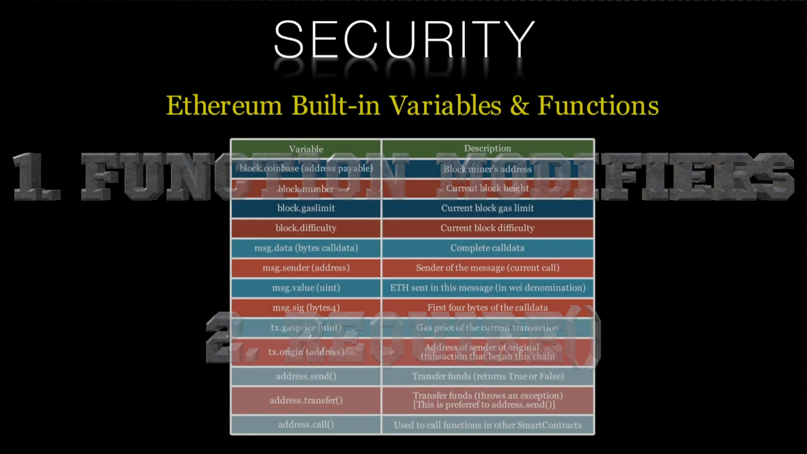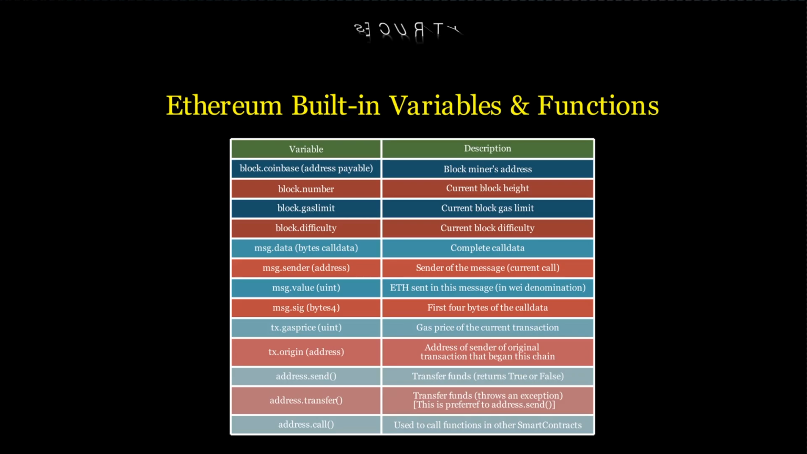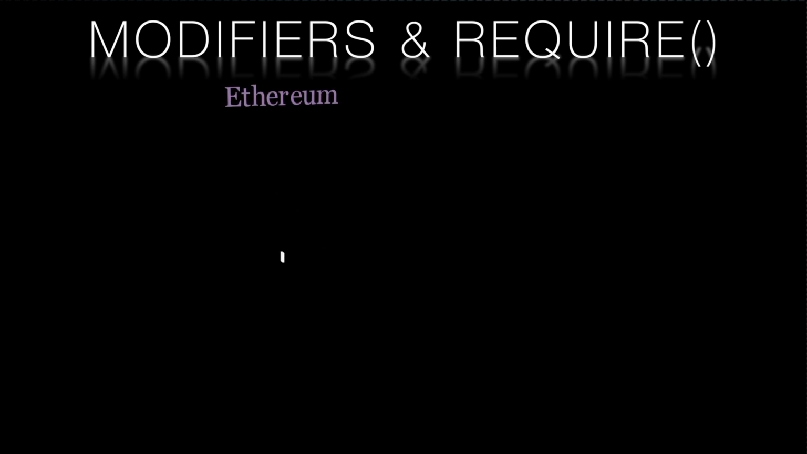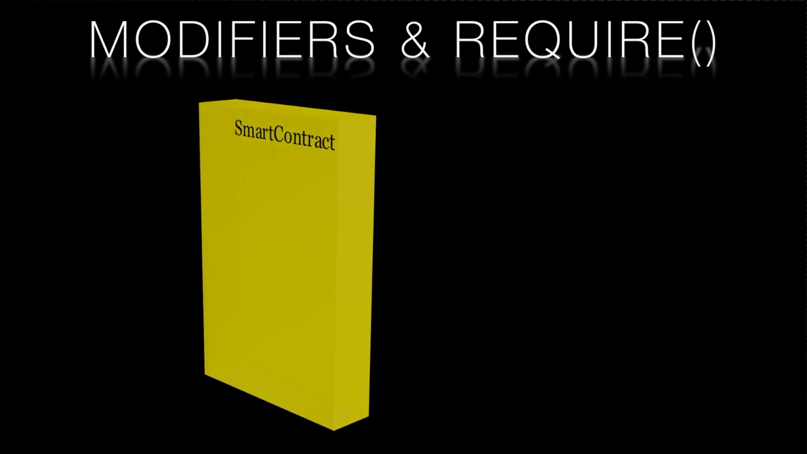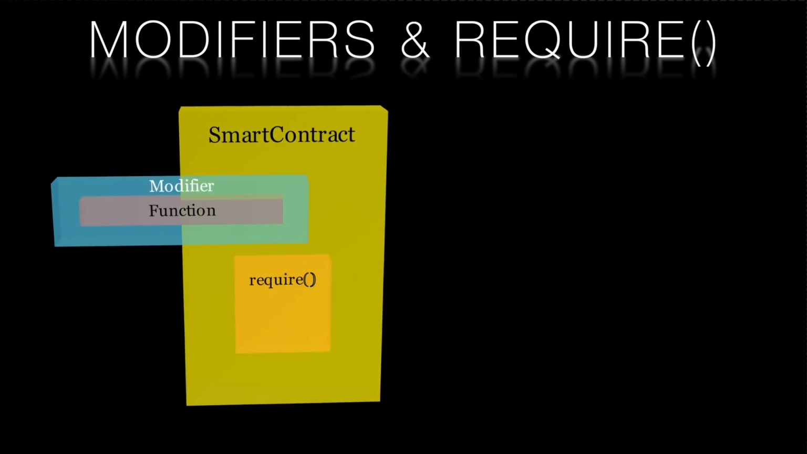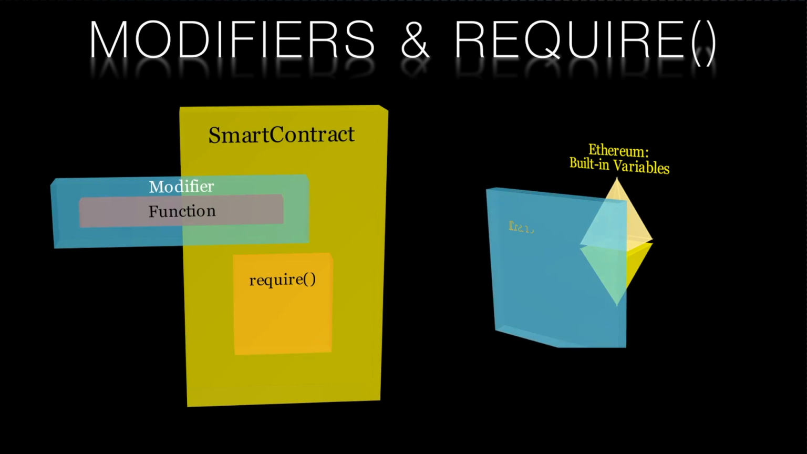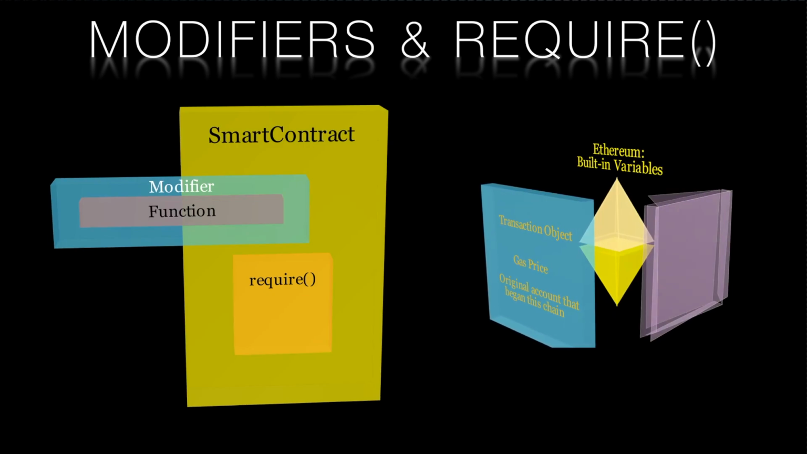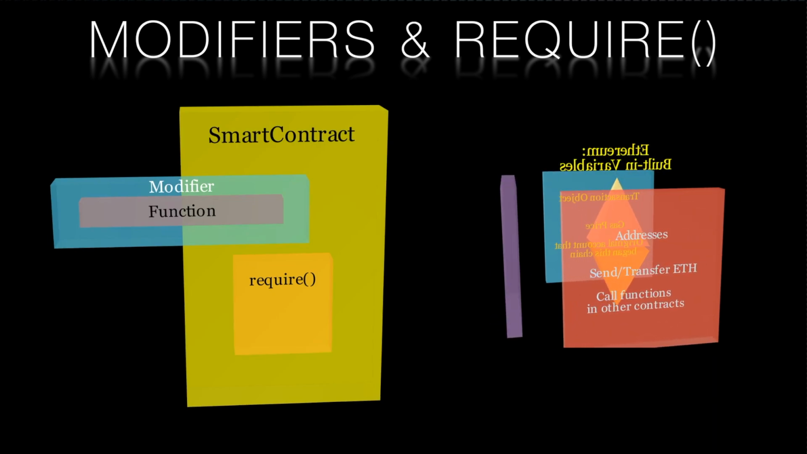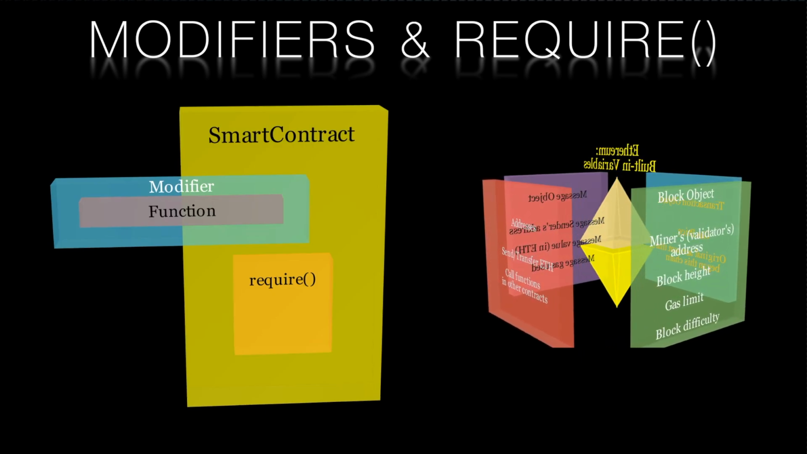Function modifiers are similar to decorators in Python. They're simple pieces of code that can easily be wrapped around a function. Once wrapped around a function, the code in the modifier becomes part of that function. Require statements are statements that must be true, or the function that contains them will terminate and throw an exception. With these two simple tools, modifiers and require, and with the rich set of built-in objects, it becomes much easier to implement tight security and access control.